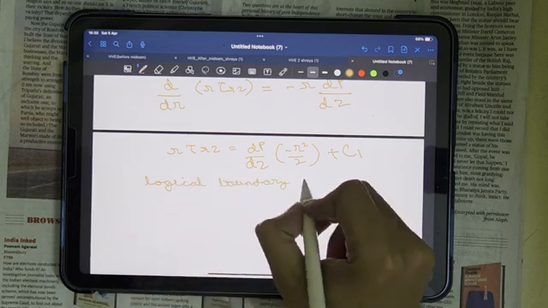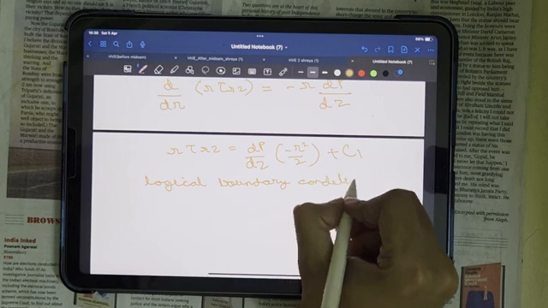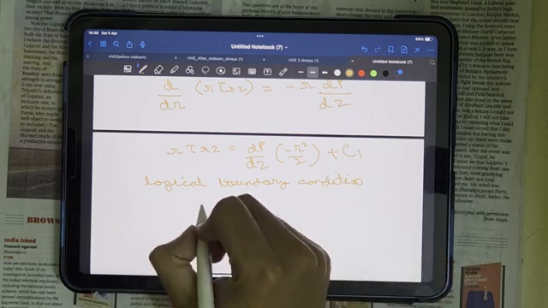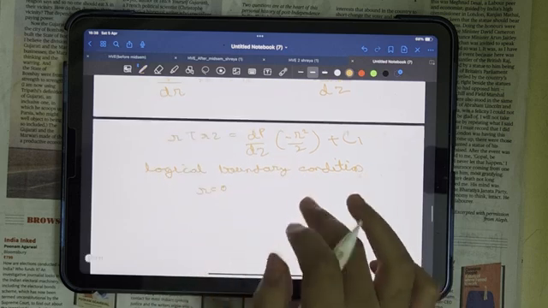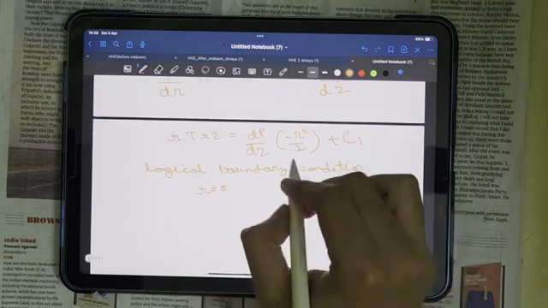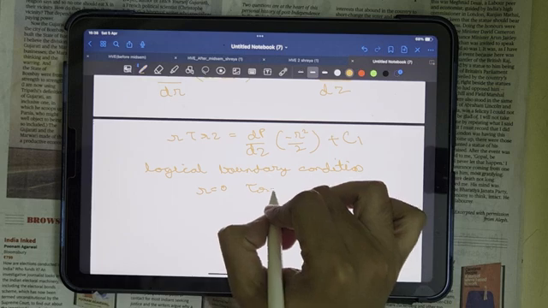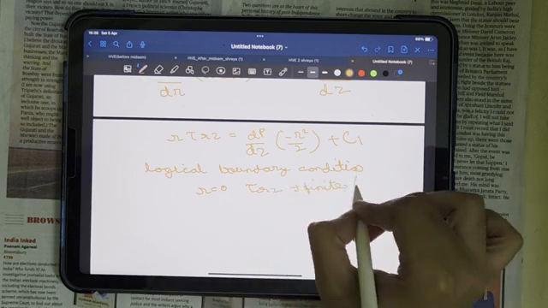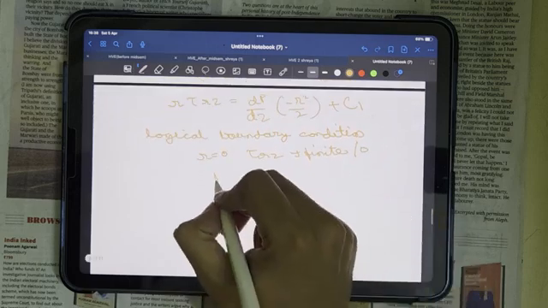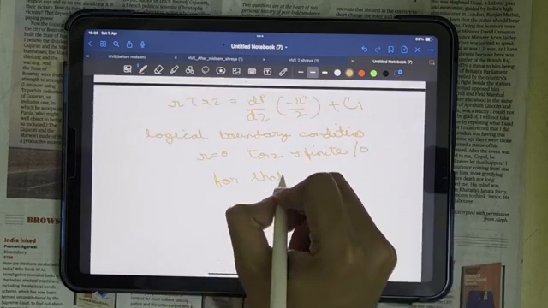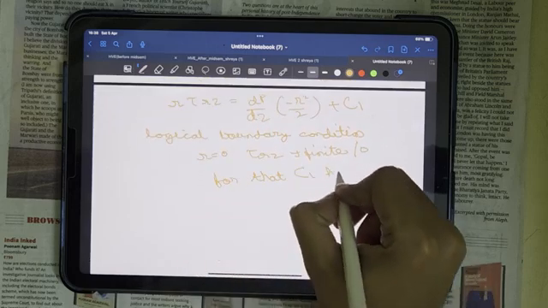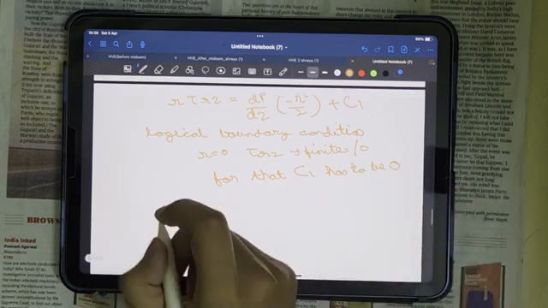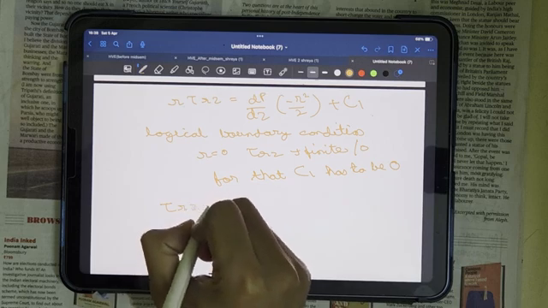So at r equal to 0, tau rz is finite or 0. For that, C1 has to be 0. So our equation becomes tau rz is equal to minus of dP by dz times r by 2.